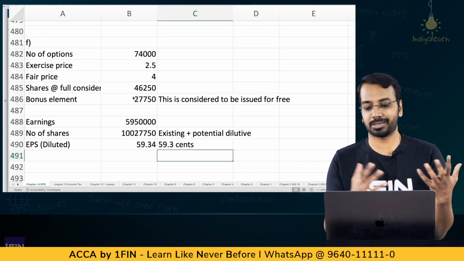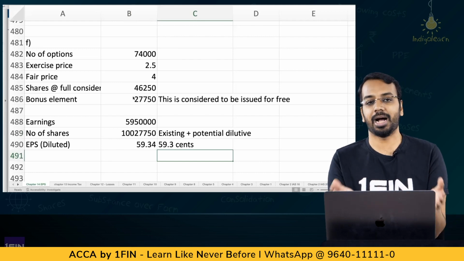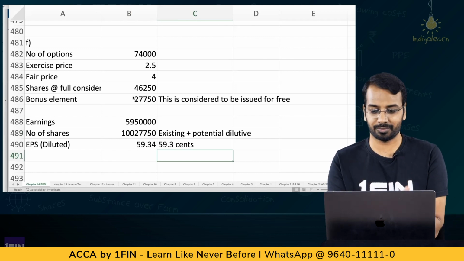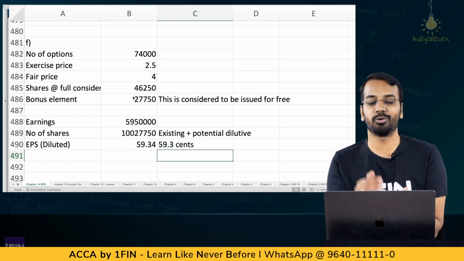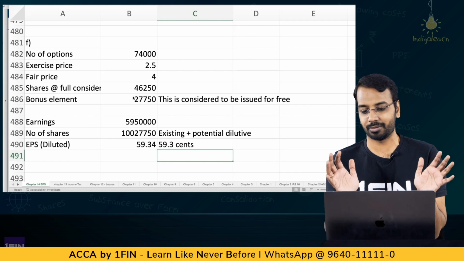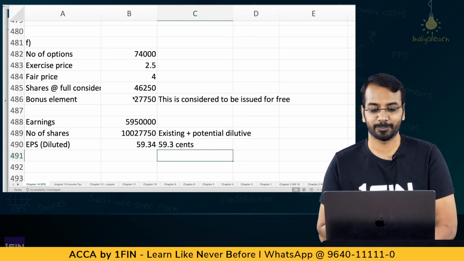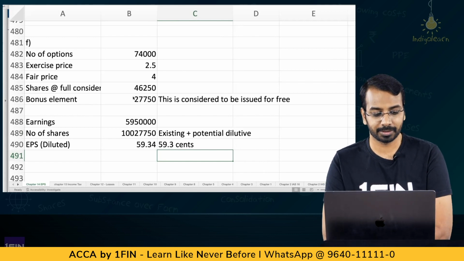So these are the six scenarios. These are the types of questions that will be asked from earnings per share. We have covered all: basic, diluted, issue of shares, bonus issue, rights issue, options, convertible. Everything has been covered in this particular exam. Any question?